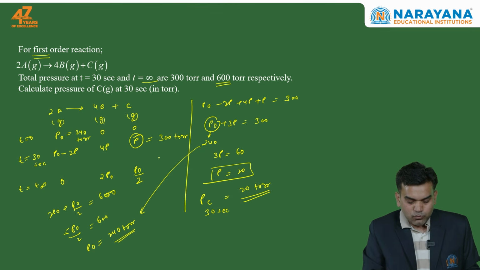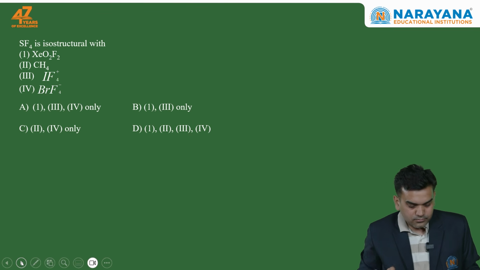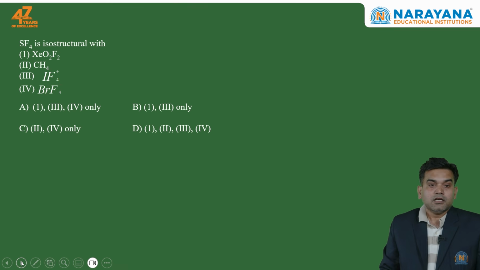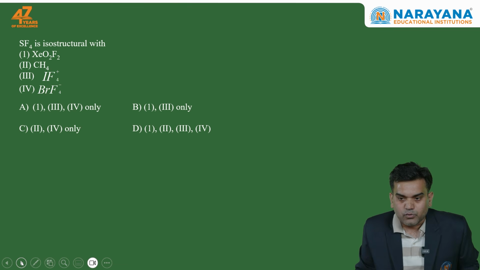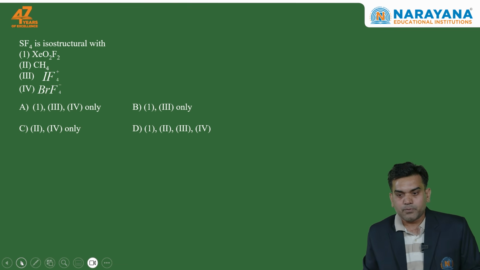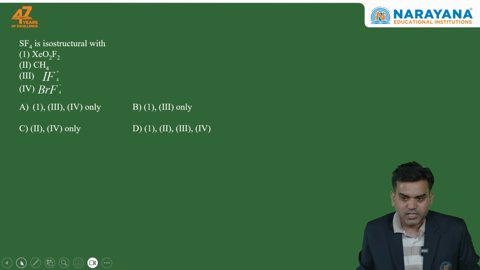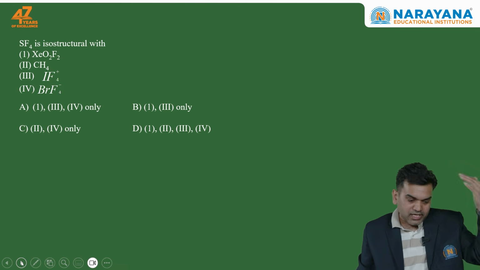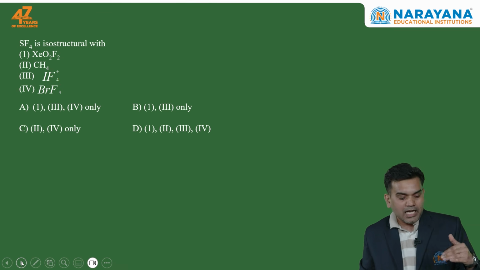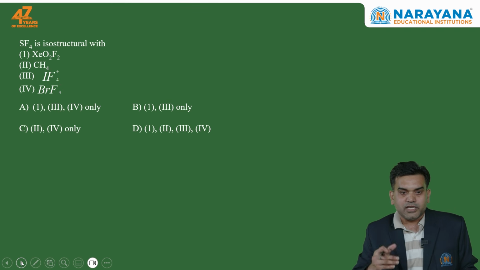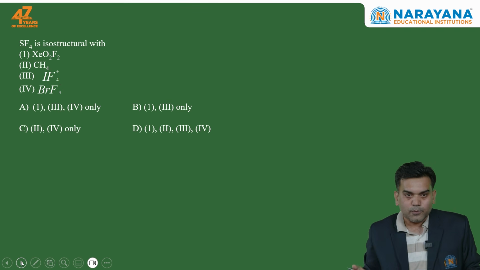Okay, let's move to the next question. This question is saying SF4 is isostructural with. So this question belongs to chemical bonding. So how can we do this? We can find out the hybridization or the shape of SF4, and we can relate this with the remaining options.